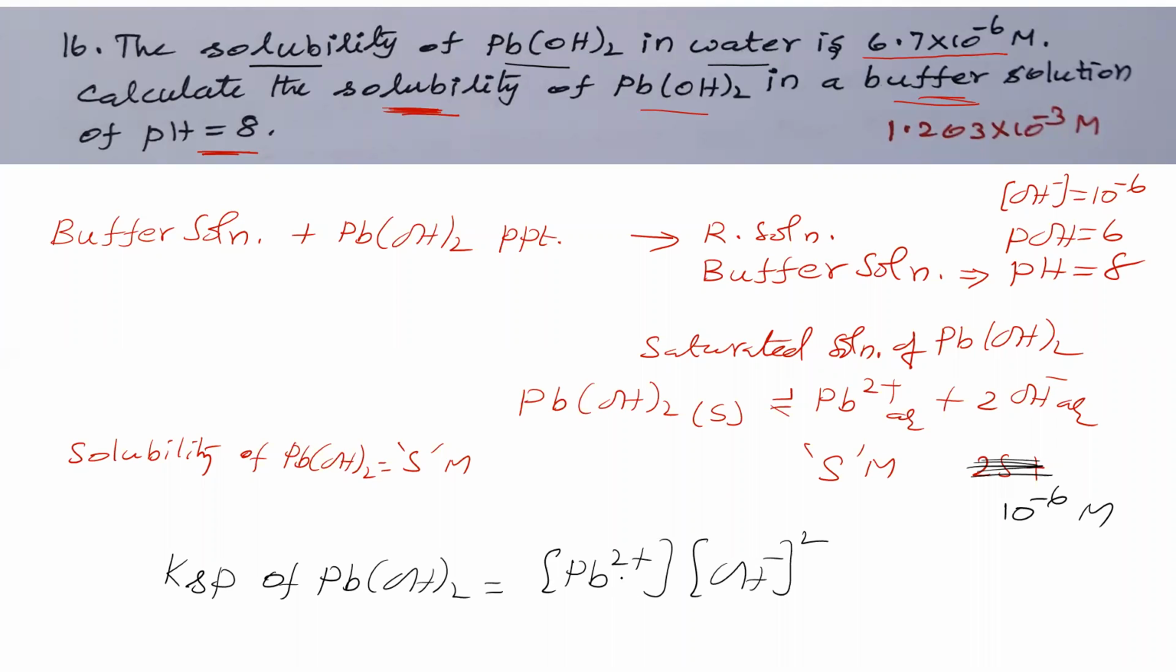Now, the solubility product of Pb(OH)₂ is not given; we have to find it and substitute, and only then can we find this Pb²⁺ concentration, which is nothing but the solubility of Pb(OH)₂. So how do we find the solubility product of Pb(OH)₂? For that, we will take the first statement. The first statement says that Pb(OH)₂ dissolved in water gives a solubility of 6.7 into 10 power minus 6 molar. That point we will take.